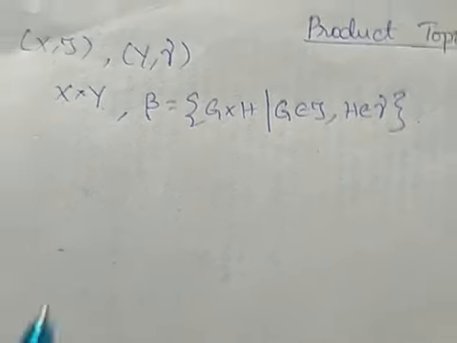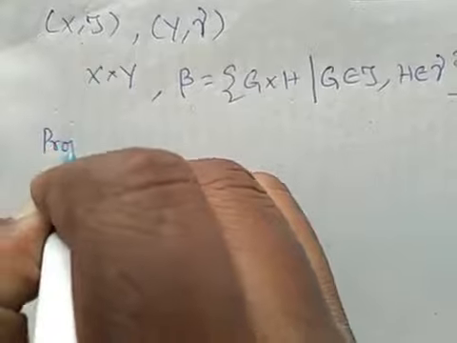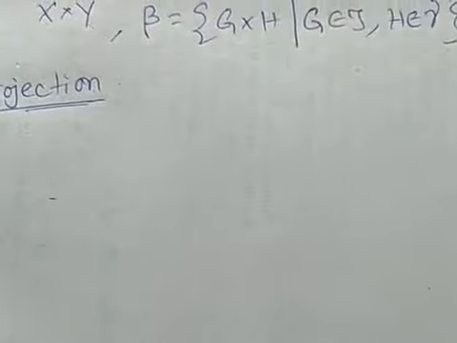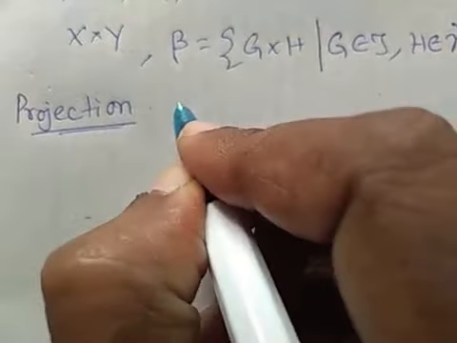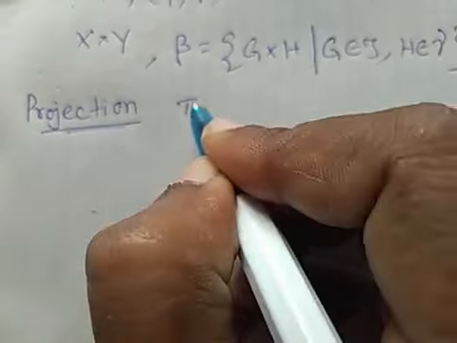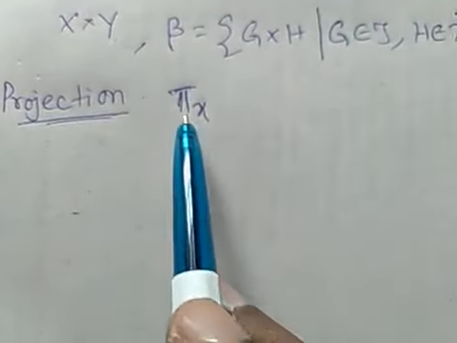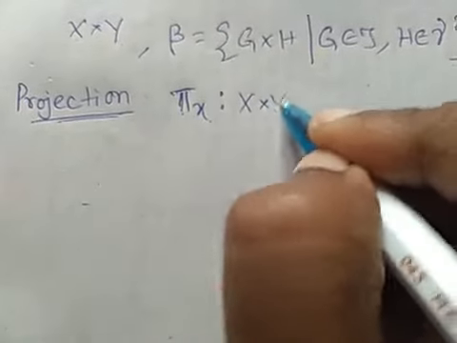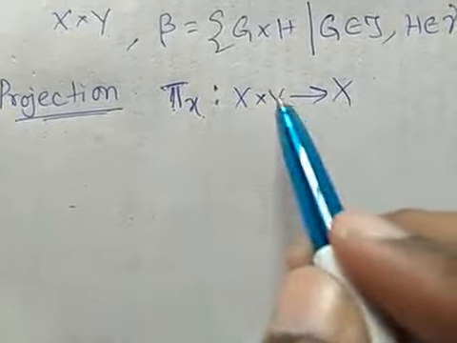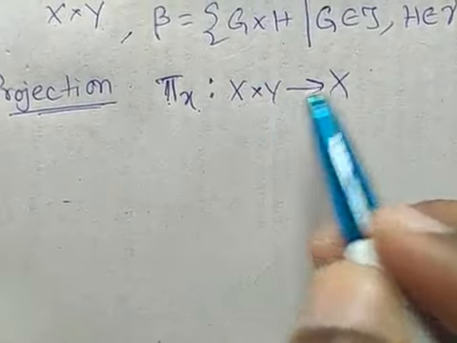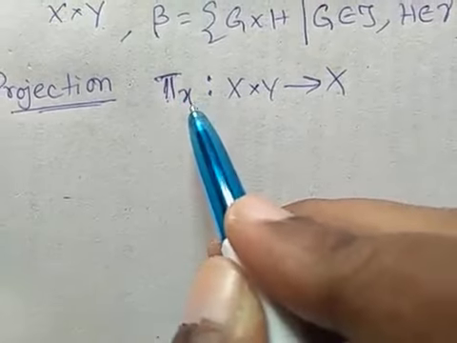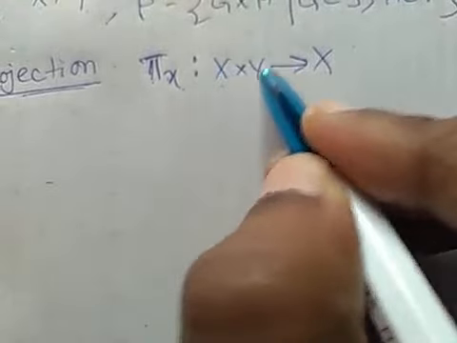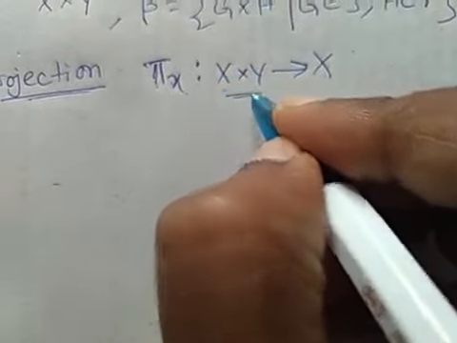Now we are going to study another definition, projection, or projection mapping. The mapping usually we write by f, but in projection mapping we are writing it with phi x, from X cross Y to X. The mapping defined from X cross Y to X is denoted by phi x, such that phi x of the elements here will be (x, y), right? The elements here is not x.